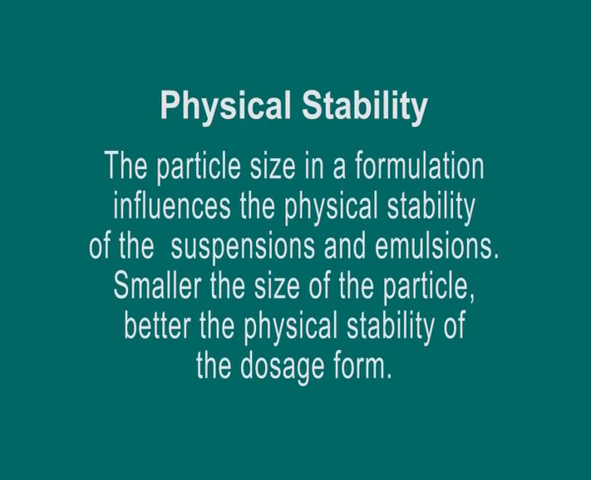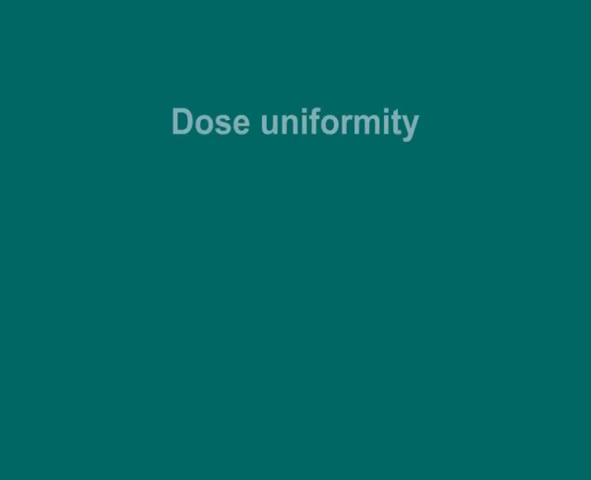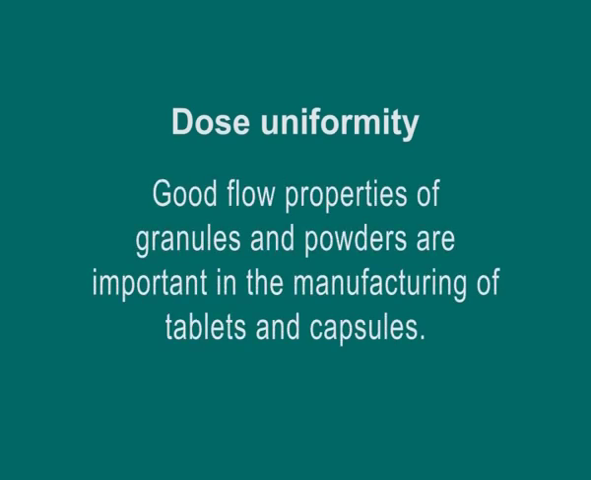Physical stability. The particle size in a formulation influences the physical stability of suspensions and emulsions. The smaller the size of the particle, the better the physical stability of the dosage form. Dose uniformity. Good flow properties of granules and powders are important in the manufacturing of tablets and capsules. Now we will see particle size and size distribution.